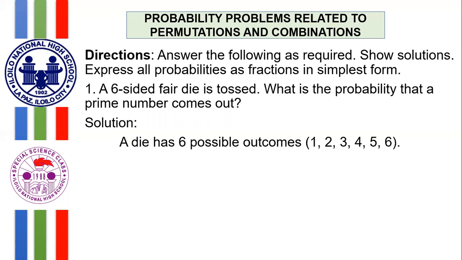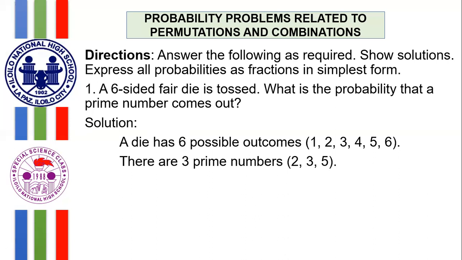From here, a die has 6 possible outcomes, 1, 2, 3, 4, 5, and 6. And when we speak about a prime number, these are natural numbers greater than or equal to 2 that have exactly 2 positive factors, 1 and itself. And if you could see, there are 3 prime numbers out of this 6. We have 2, 3, and 5. We could see that 2 has only 2 factors, 1 and 2. For 3, it's 1 and 3. And for 5, that's 1 and 5.